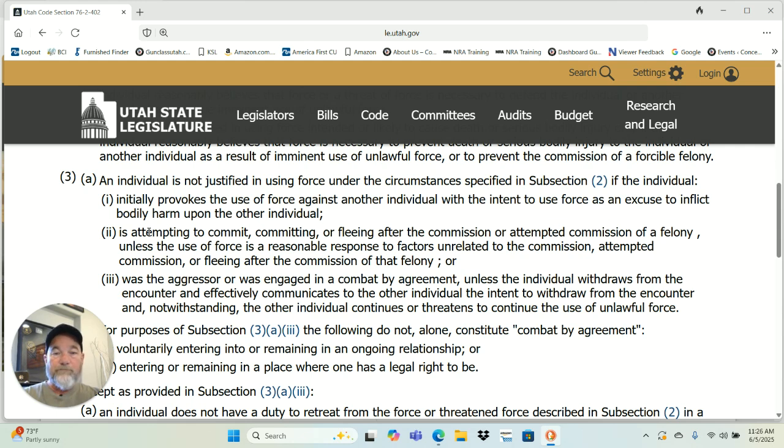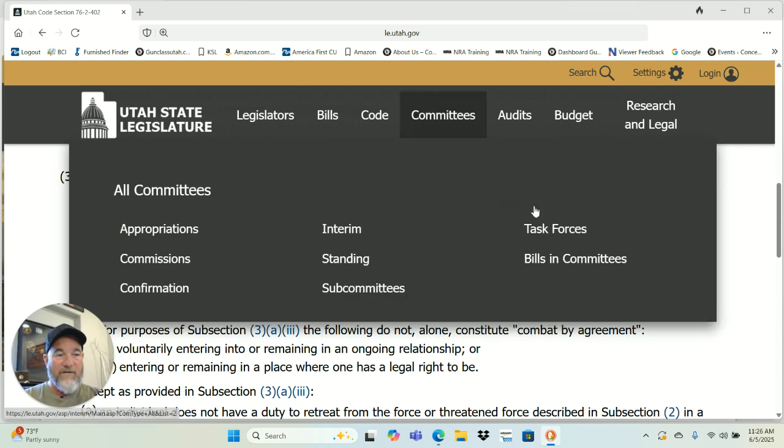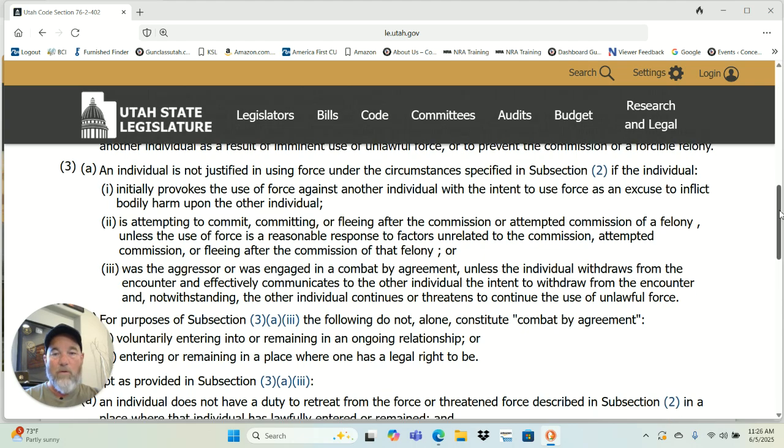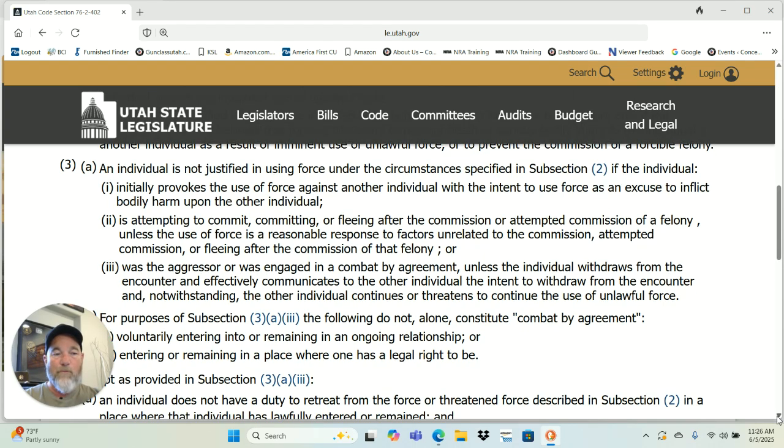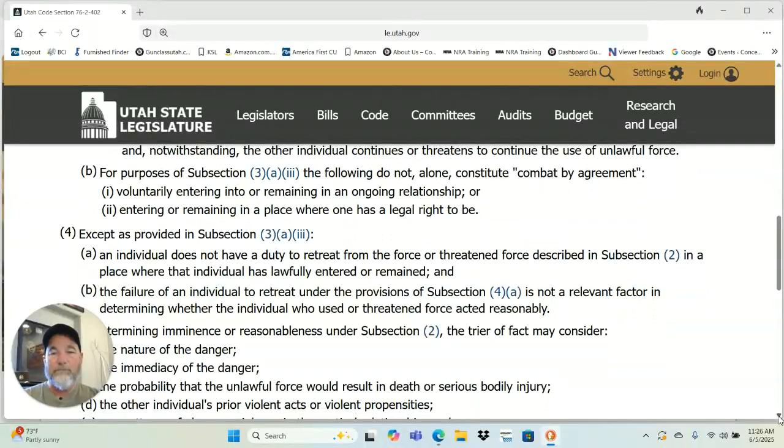Last one says if they clearly and effectively retreat. Okay, so let's say somebody initially starts a confrontation with you. Let's say that they shove you to the ground, and you get up and start throwing punches with them, and then they hold up their hands and say, okay, stop, I've had enough. If they've clearly and effectively communicated that to you, then you are no longer justified for any force that you use after that point.